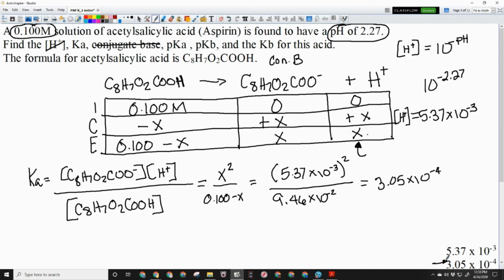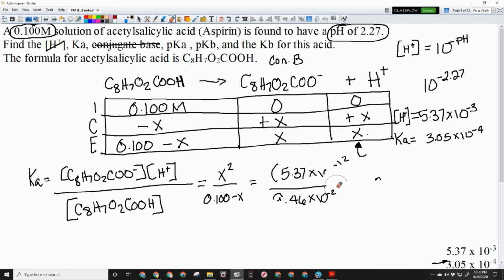See right there, the key gave us the Ka value, so we are doing this correctly. So Ka is equal to 3.05 times 10 to the negative 4.